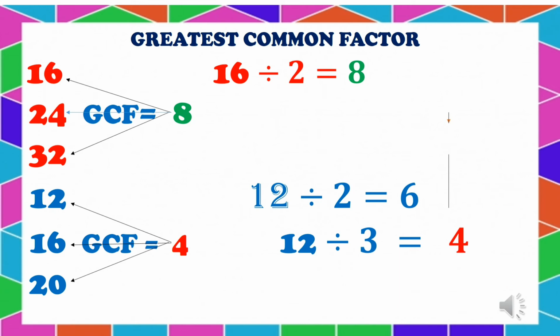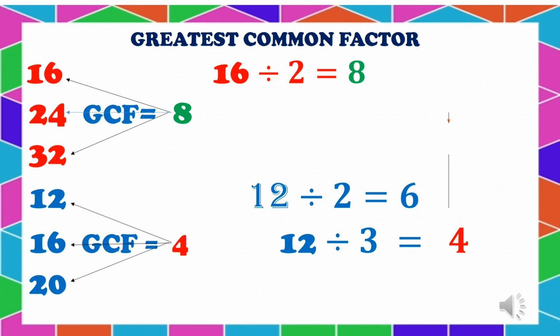Okay, let's go to the second example. 12, 16, and 20. Again, the first step that you are going to do is look at the smaller number. The smaller number is 12. So if we look at the second number and the third number, we cannot divide 16 by 12. So much as 20 cannot be divided by 12. So the first thing that we are going to do is divide 12 by 2. The result is 6. 6 can divide 12 but cannot divide 16 and 20.